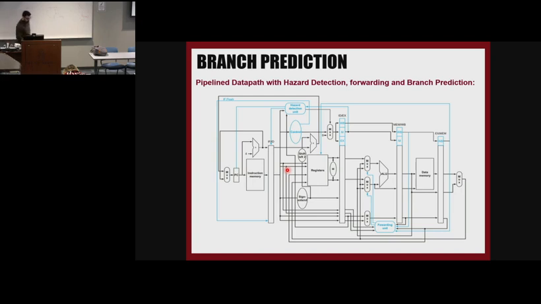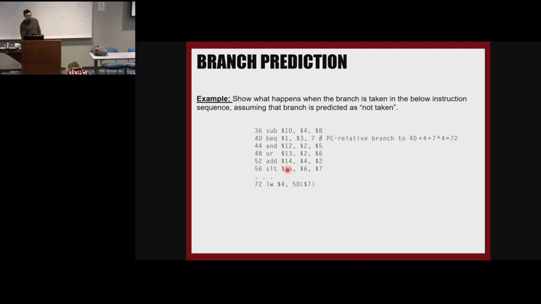Okay, now let's see with one example how it works. So this is an example that we have. We have a branch equal at the second instruction. Before that we have subtraction. After that we have AND. If the branch is actually equal, so if it's equal, we jump to address 72. Okay? But here we have to make a prediction. Anyways, so now let's see.